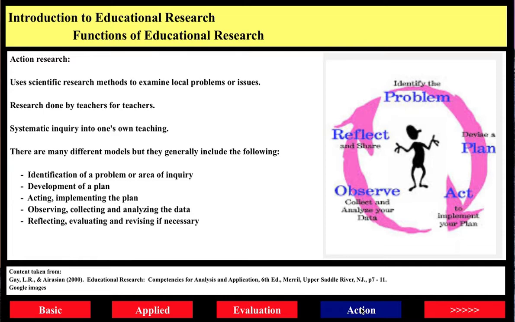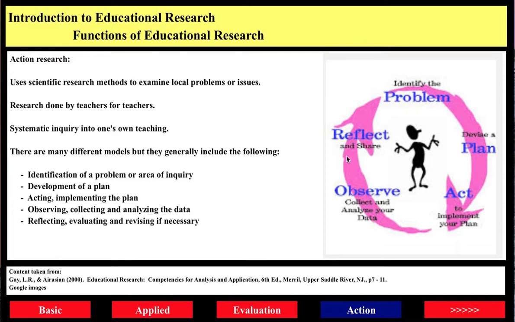Now, I would suggest that you read chapter 1 in your textbook, and you will see that there are many, many different models for action research, but they all have basically the same thing. The identification of a problem, the development of a plan, acting on the plan or implementing the plan, observing and collecting data on how the plan is working out, and then reflecting and evaluating and revising the plan if necessary. And that's the action research model.